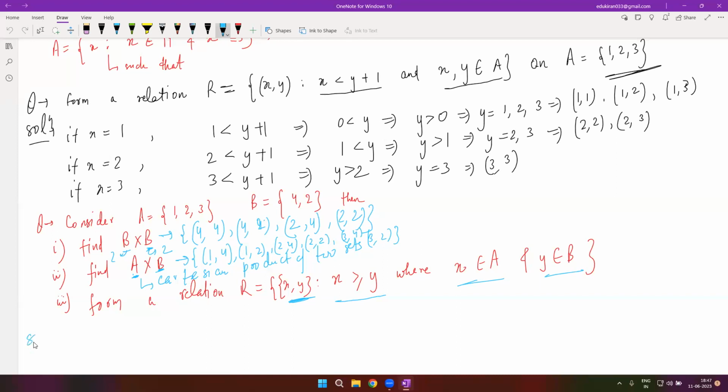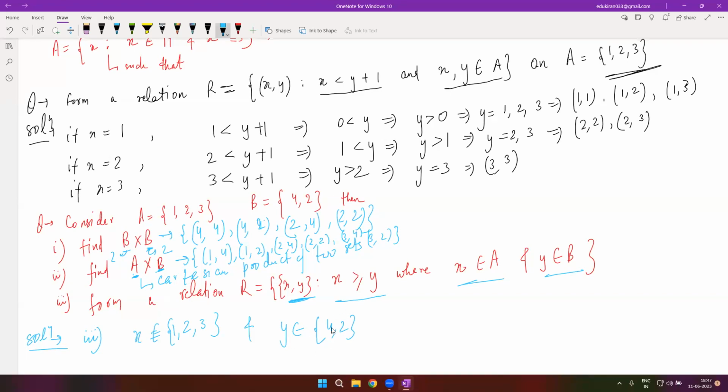In this case, you have x as 1, 2, 3. You can choose x from 1 to 3, right? Because x belongs to A. And your y belongs to B. So y is an element from this 4, 2. You can also write it as 2, 4. Both are the same thing, right?